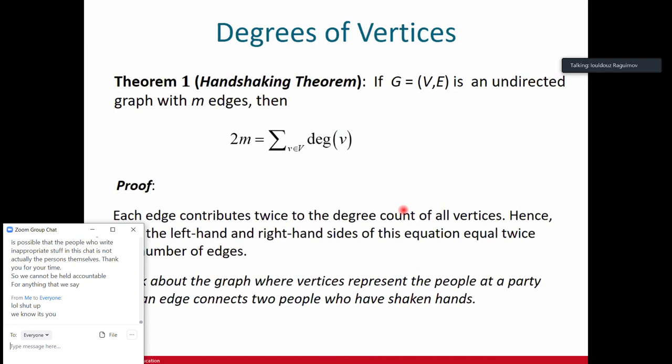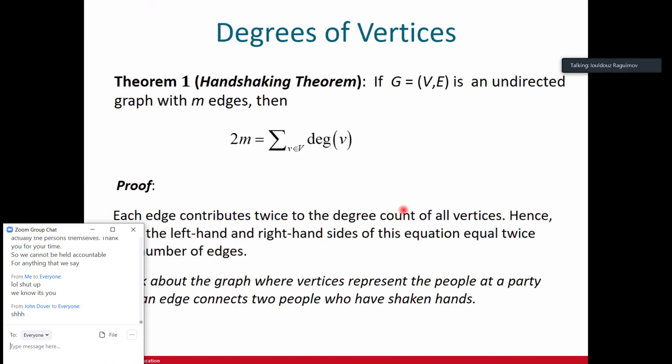Try to understand this theorem first. If you sketch a simple graph connecting just four vertices, you will see how this theorem works. The sum of the degrees of all vertices in the graph should be equal to 2 times the number of edges.